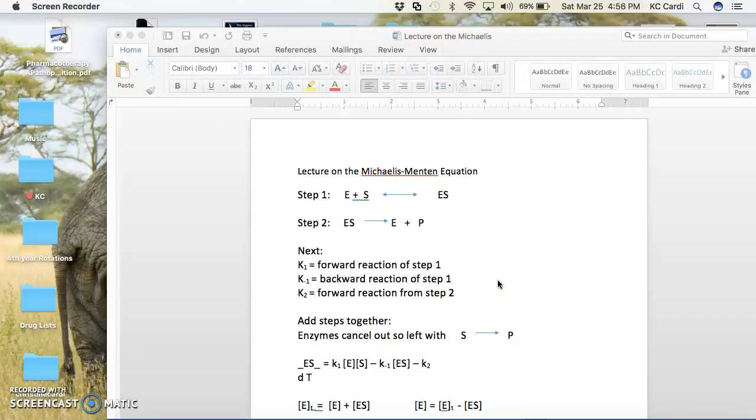Now, you want to check the validation of the reaction, so we're going to add these two equations together. And when you add them together, the enzymes cancel out, and you're just left with the substrate forming the product.